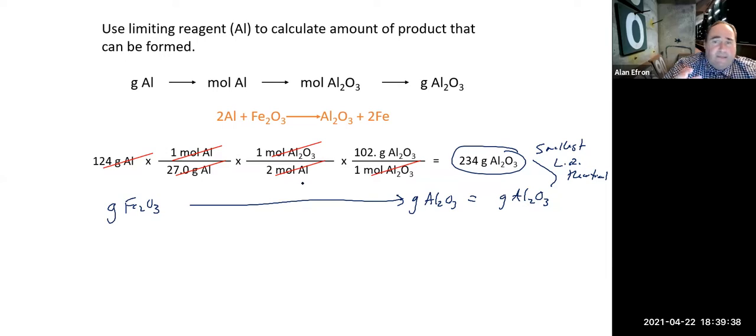Maybe the disadvantage in this approach is that if you wanted to go back and figure out how much iron, you've got to go back and do a whole separate calculation. If you want to figure out how much of your excess is left over, you've got to go back and do another calculation. Again, the benefit of the ice table approach is you can figure those things out very quickly without having to back up too far and start again.